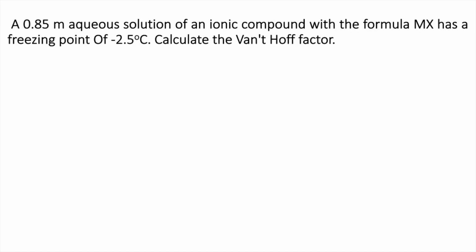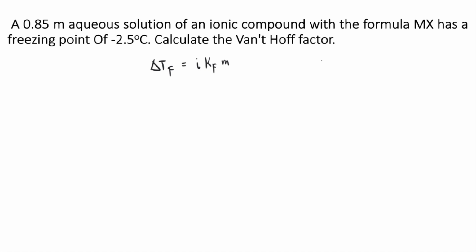A 0.85 molal aqueous solution of an ionic compound with the formula Mx has a freezing point of negative 2.5 degrees Celsius. Calculate the Van't Hoff factor. So this is a freezing point depression question, and we know that the formula for freezing point depression, delta TF, is equal to I times KF times M.